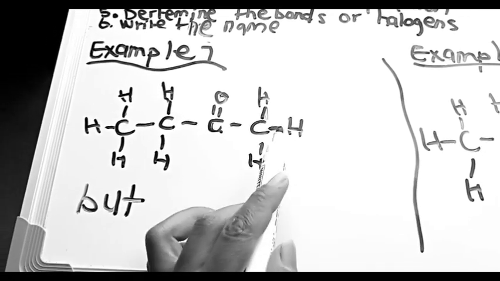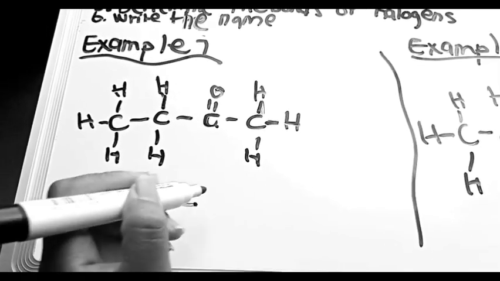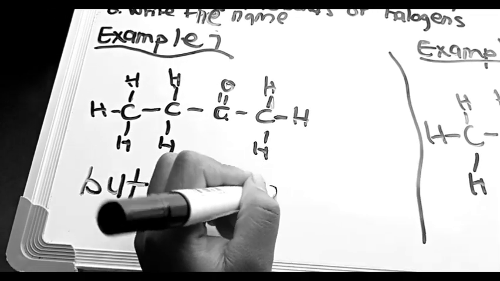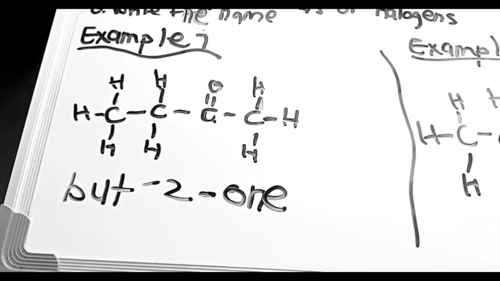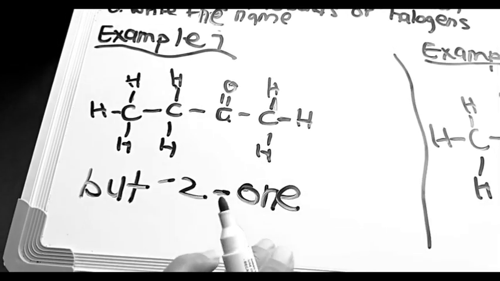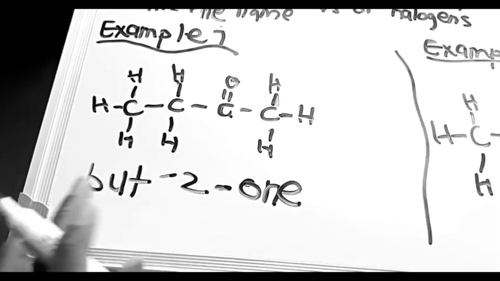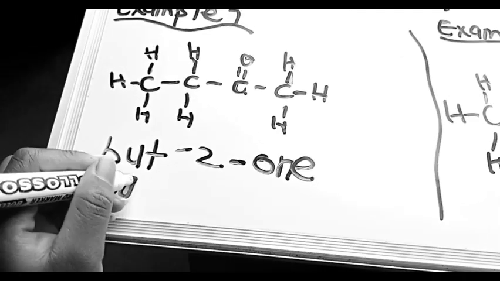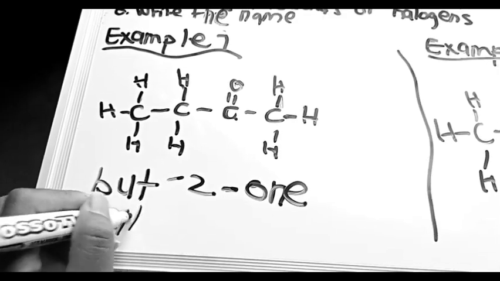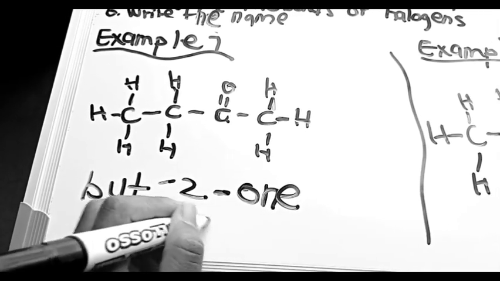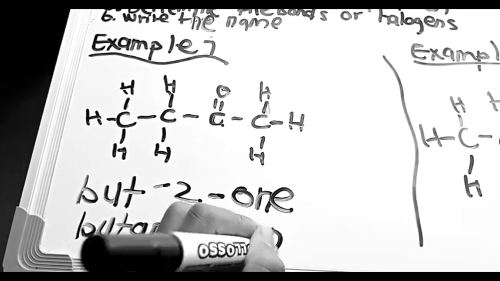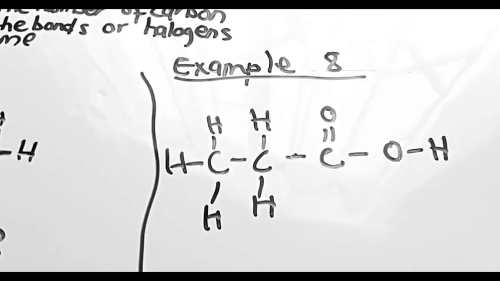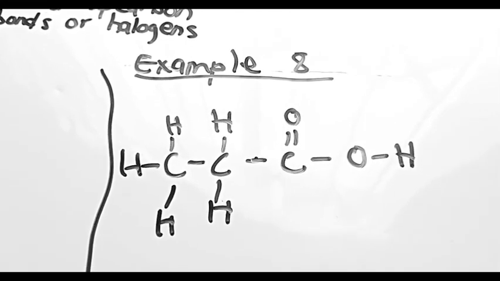So it's 1, 2, 3, 4. It's but, and 2-one. Sorry, beg your pardon. It's one. This is the end name for the ketone. It's butan-2-one, or you can write it as butanone. This is also acceptable.